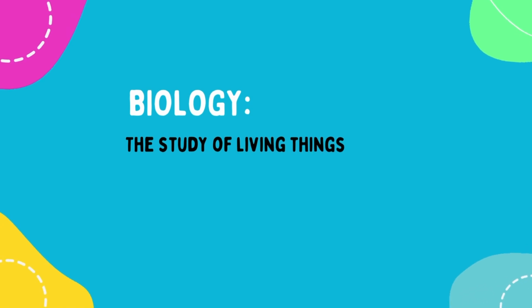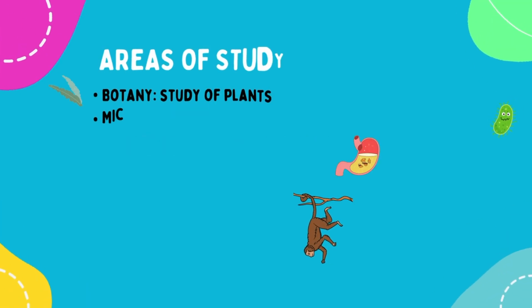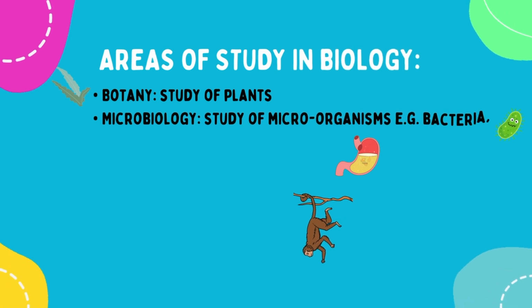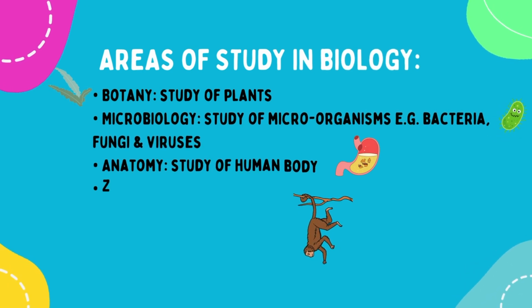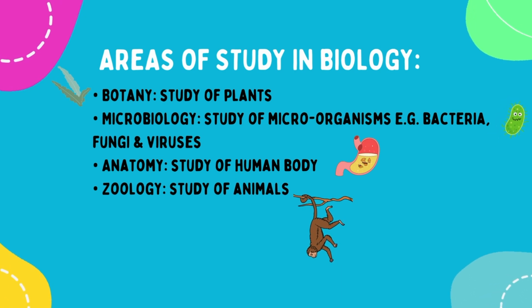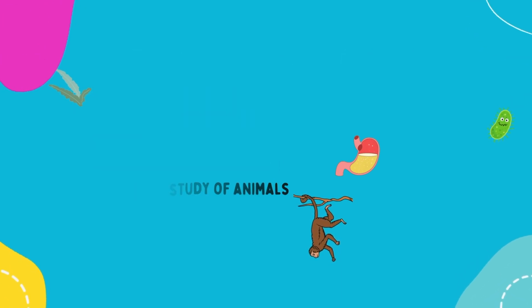We're going to look at the definition for biology, bio meaning living, so this is the study of living things such as plants, animals, microorganisms, don't forget about those. Within biology, there are so many areas that can be studied. For example, botany is the study of plants, microbiology is the study of bacteria, fungi, viruses and other microorganisms, anatomy is the study of the human body, and zoology is the study of animals.